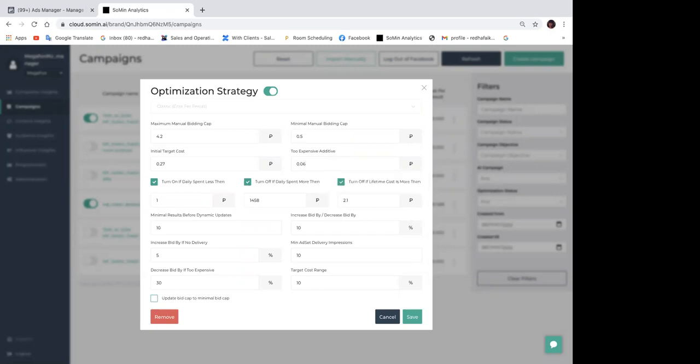Correct. You remember that at 0.5 bid, AdSense were not really delivering. Do you remember that? Yeah. So do we want to change the minimum manual bidding cap, or is it actually fine? The minimum I can keep, but I think the maximum, since we know that it is too high, we can lower it down. Correct. Good job.